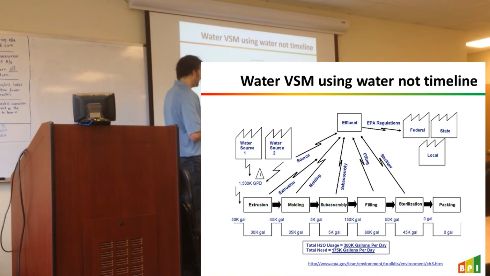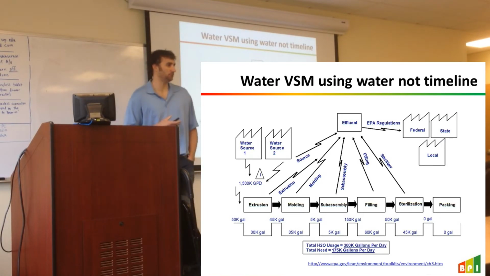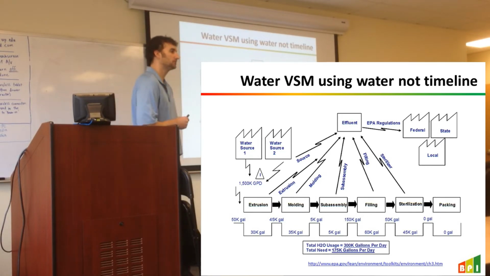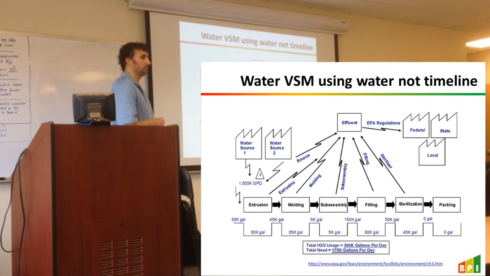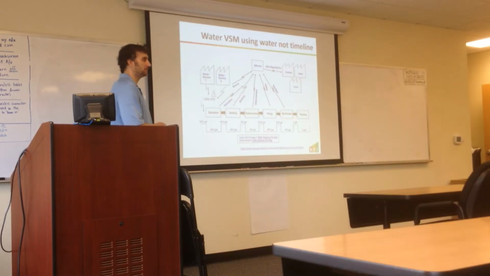So it's another way of modifying the map to make it reflect what you're trying to accomplish. So maybe time isn't the most important thing. So they're just replacing it in this example. But traditionally, it's going to be the timeline. It's going to be this bottom one.